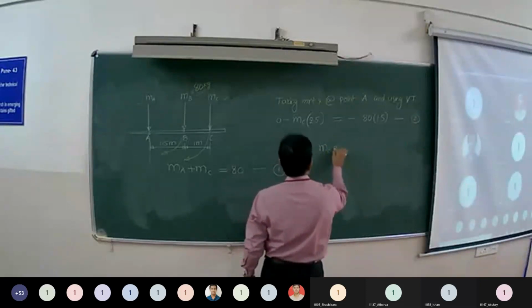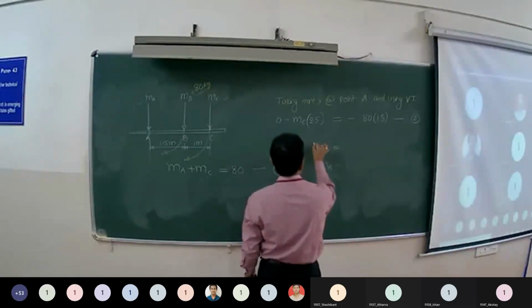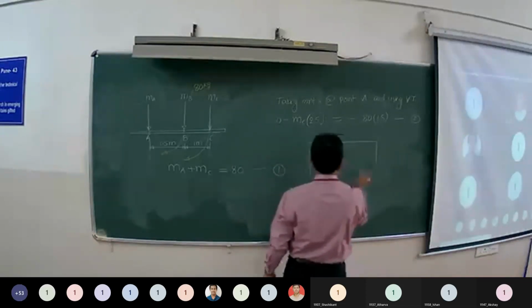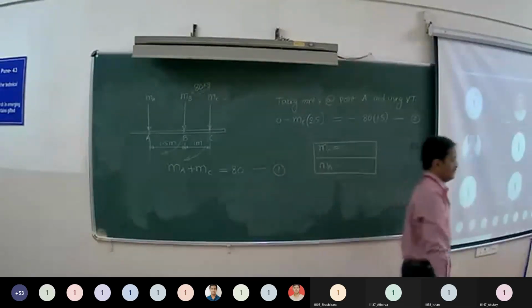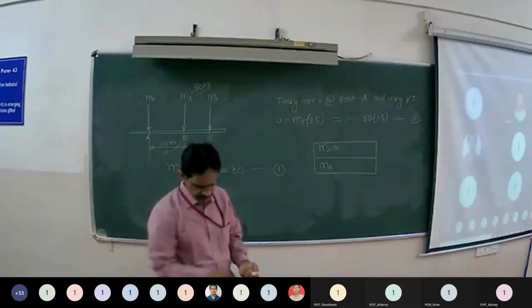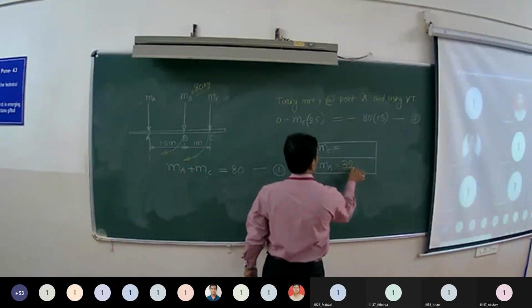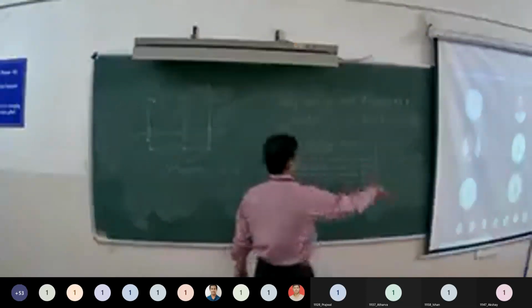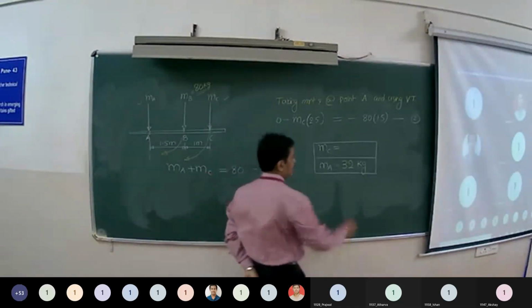From equation 2, you will get MC. From equation 1, MA. Mass of the persons at C and A: MA is 32 kg, and MC is 48 kg.